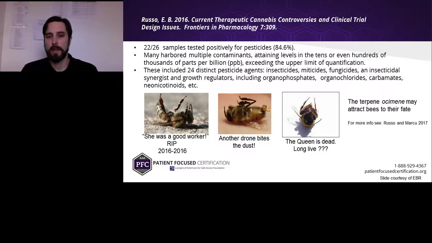Bees are attracted to cannabis, like I said, because of the ocimene. A lot of these things will kill bees and enter into the food supply as well. So I think that we have to be thinking about the environment as we're applying these things to our products. And California, Washington State, and Oregon allow outdoor cultivation.